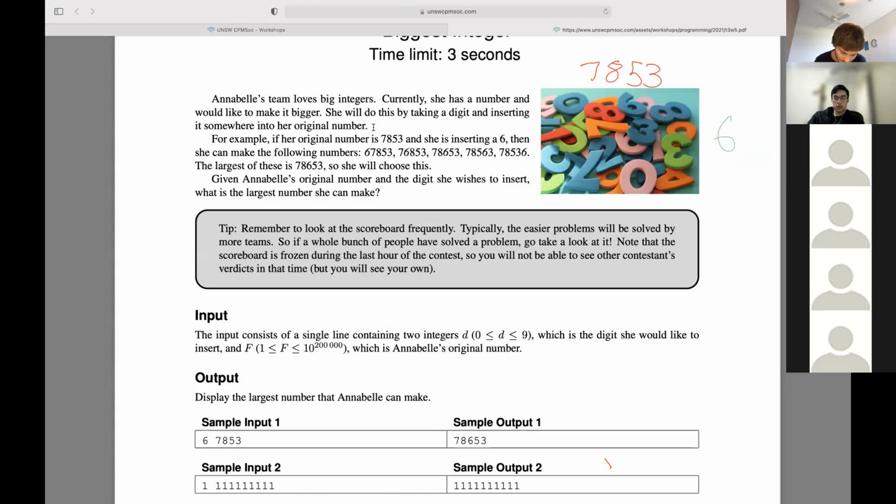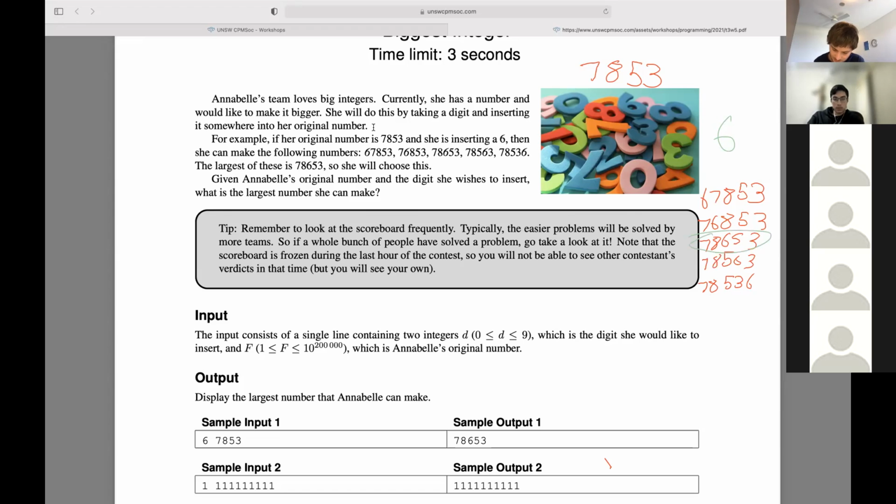In this case, we have 7, 8, 5, 3. If we inserted a 6 at the start, we would get 6, 7, 8, 5, 3. If we inserted it in the second place, we'd get 7, 6, 8, 5, 3. If we inserted it in the third place, we'd get 7, 8, 6, 5, 3. The other options are 7, 8, 5, 6, 3, and finally 7, 8, 5, 3, 6. The biggest one is the middle one here, 7, 8, 6, 5, 3. That's the biggest of all of these.